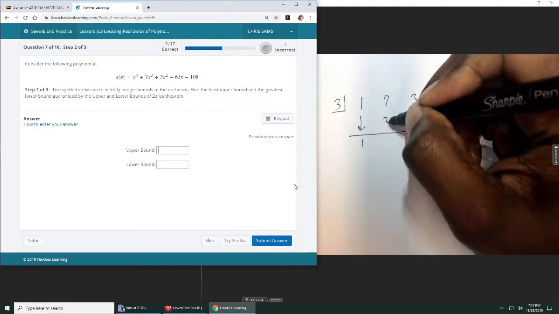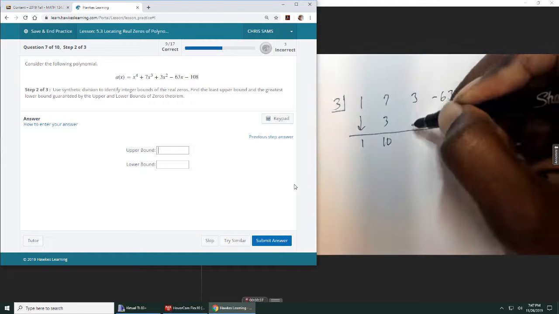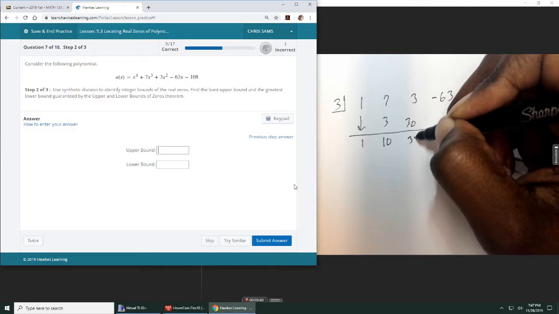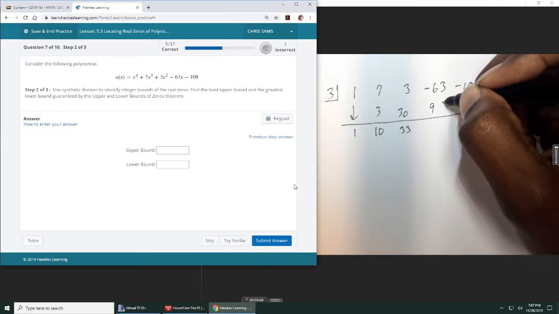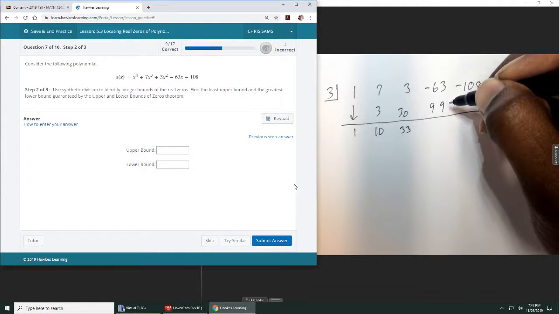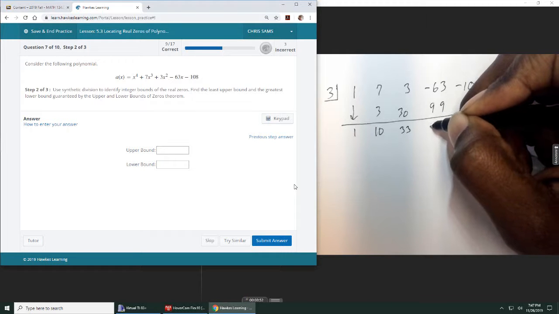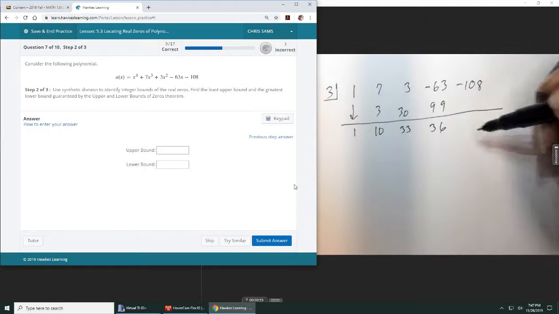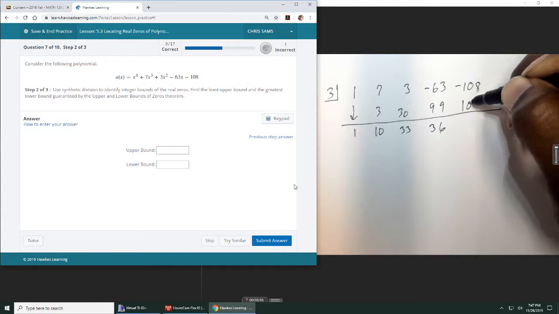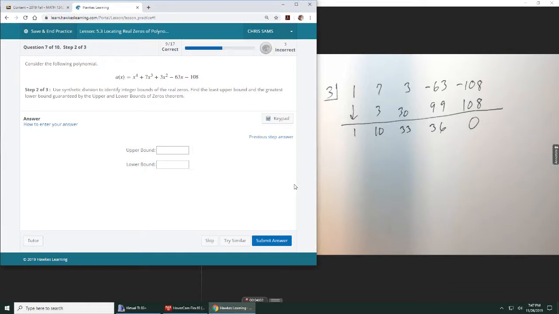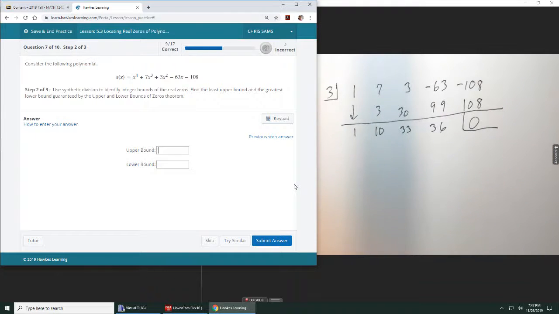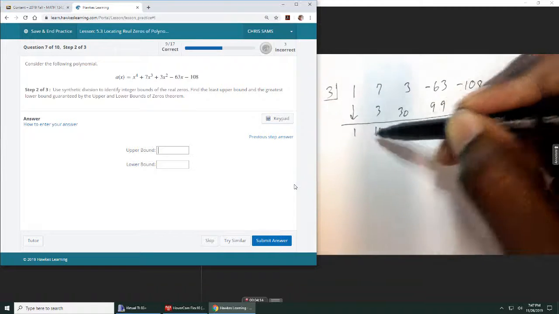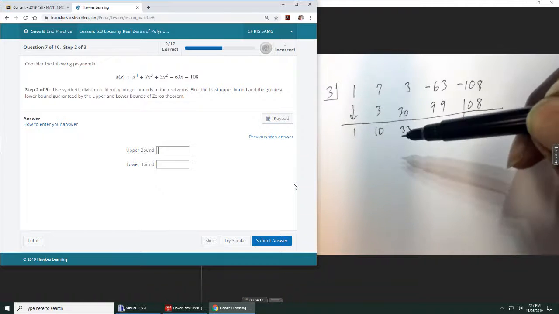3 times 1 is 3, add 7, we get 10, 3 times 10 is 30, add 3, we get 33, and then 3 times 33 is 99, subtract 63, because it's negative, we end up with 36, and then 3 times 36 is 108. And combine those, we get 0. So this one just happens to work out just nicely. Notice also we had a remainder of 0, which tells us that 3 is one of those zeros that we will need. So 0 can be considered positive or negative. So since it's positive and all these are positive, then 3 will be our upper bound.